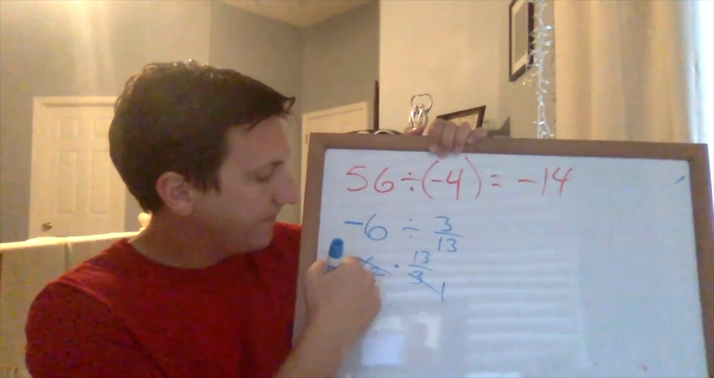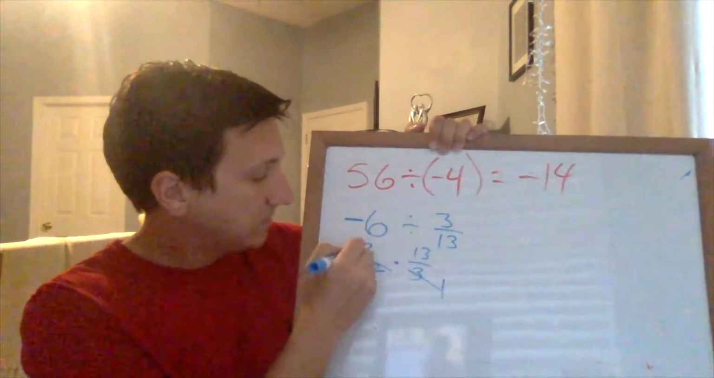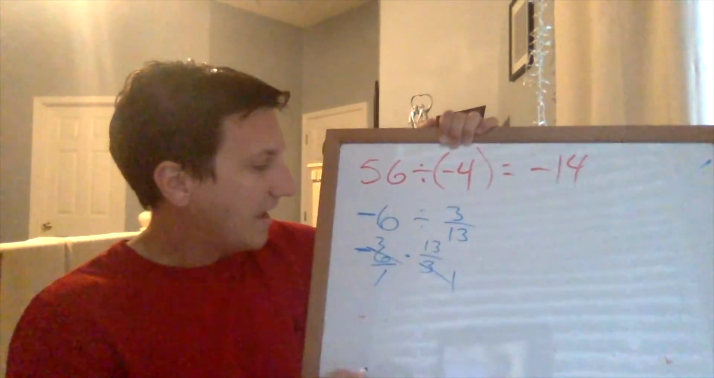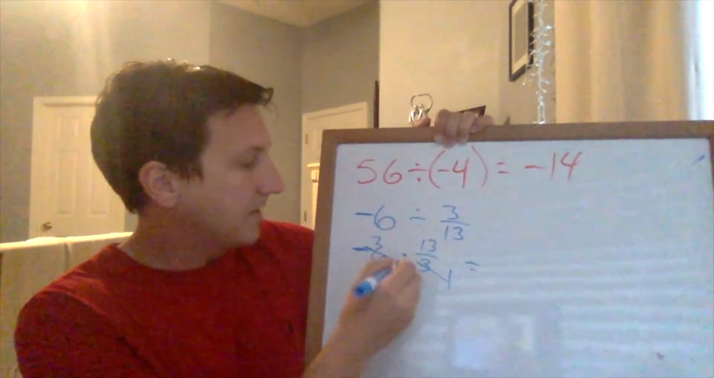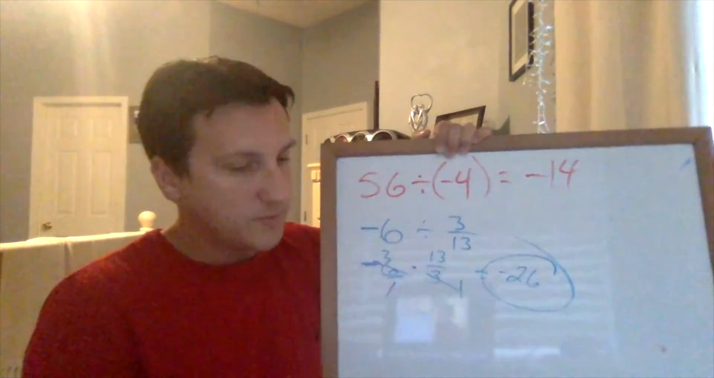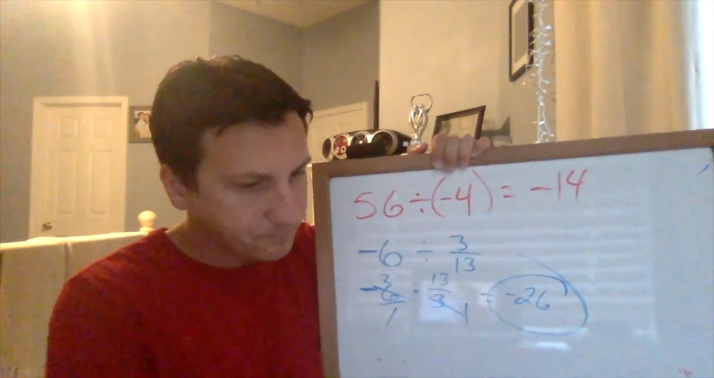3 goes in 3 one time, 3 goes in negative 6 two times. Don't forget my negative is there. Don't lose that sign or your answer will be wrong. And then I can simply just cross multiply here. 13 times negative 2 is negative 26 over 1. So my answer would be negative 26, okay?